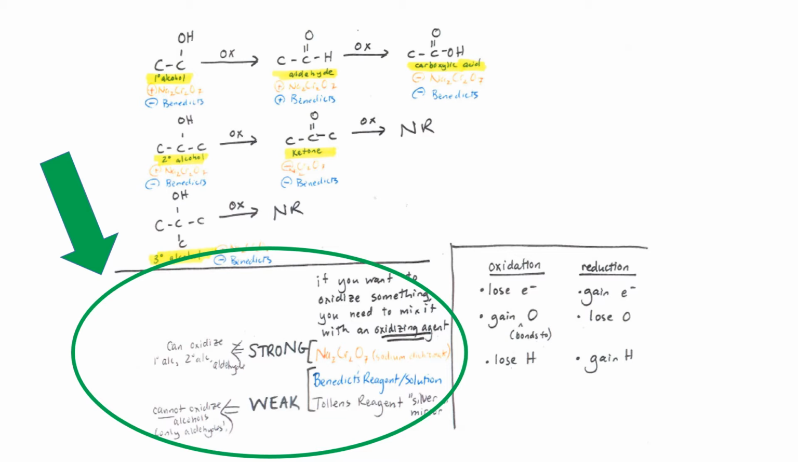And I wrote here, if you want to oxidize something, anything, you'll need to mix that something with an oxidizing agent. The oxidizing agent is the thing that makes oxidation happen. The oxidizing agent itself would get reduced. Its partner would get oxidized, and it would get reduced. So the oxidizing agent will make oxidation happen. Common oxidizing agents in the lab are the three that I've listed on the slide for you.